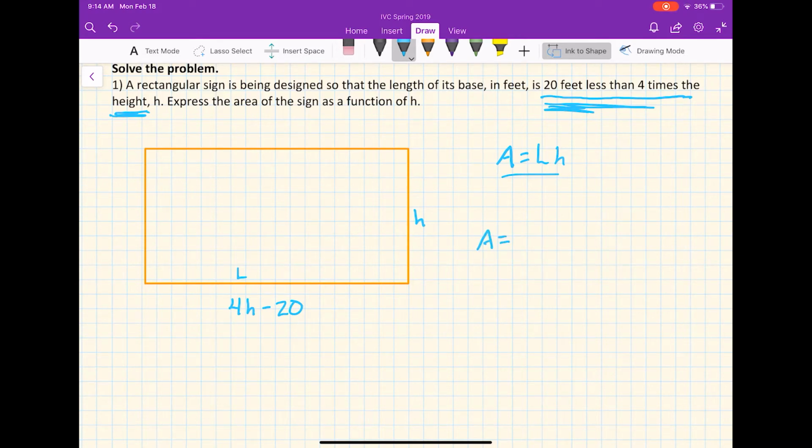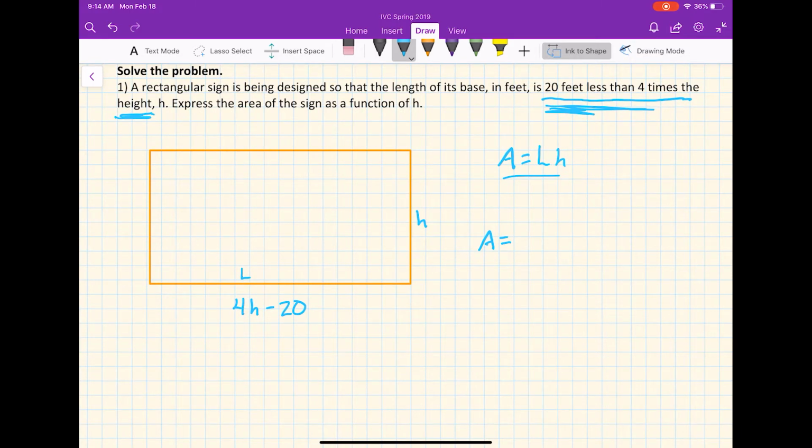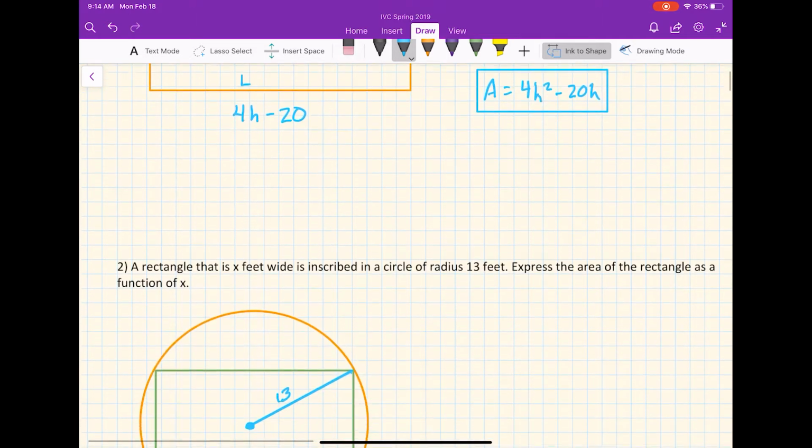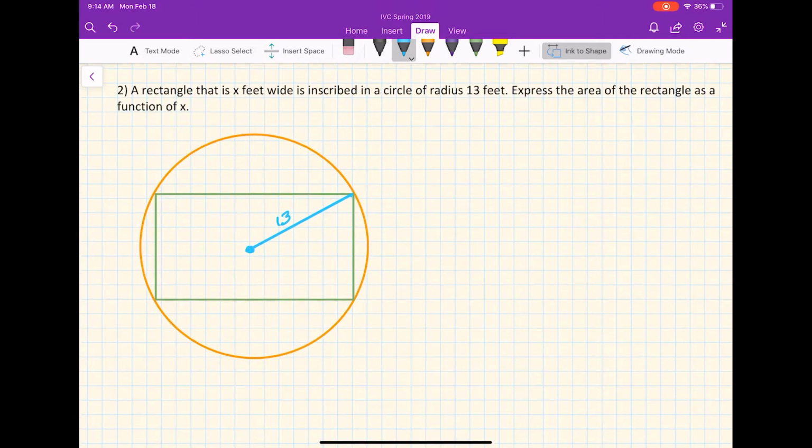So we just need to plug that in for L in our area. So we have h times the quantity 4h minus 20. And then we can distribute that h out. So the area is going to be equal to 4h squared minus 20h. So this one's actually a pretty simple one. It's just kind of plug and play, testing your ability to turn a word problem into a mathematical equation. This one's a little more complicated.